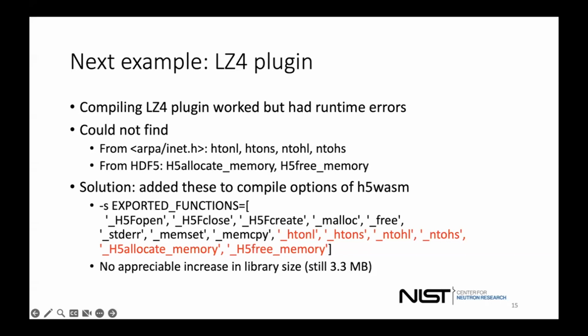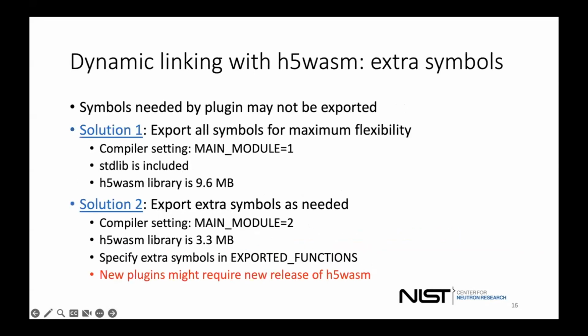And so the library size increased by a few kilobytes, but it's still around 3.3 megabytes, which I understand is still big for some people that are loading things on the web. But it's smaller than if you export all of the symbols, which I'll talk about in a little bit. So after doing that and rebuilding, I published a new version of h5wasm that had these symbols exported, and then it worked. So this is the process that I've gone through to make those first two plugins.